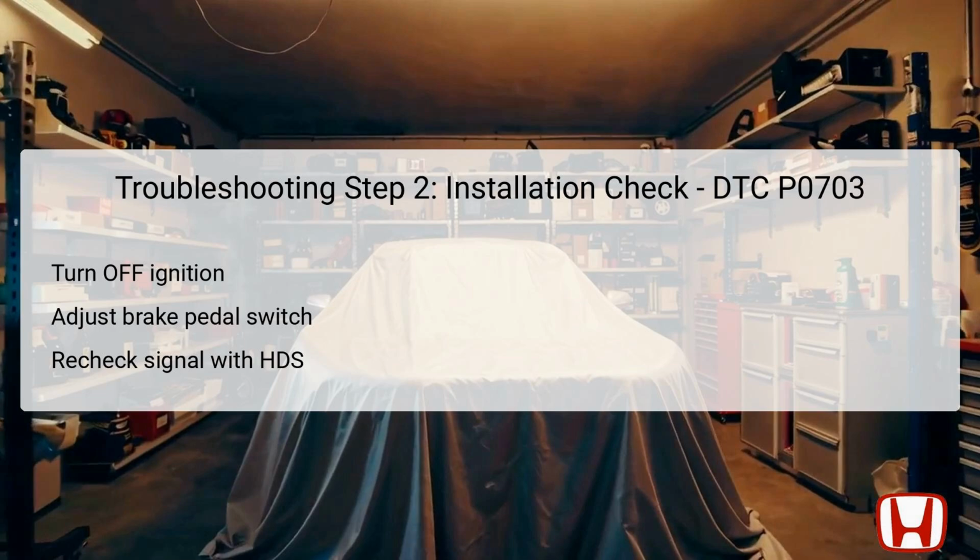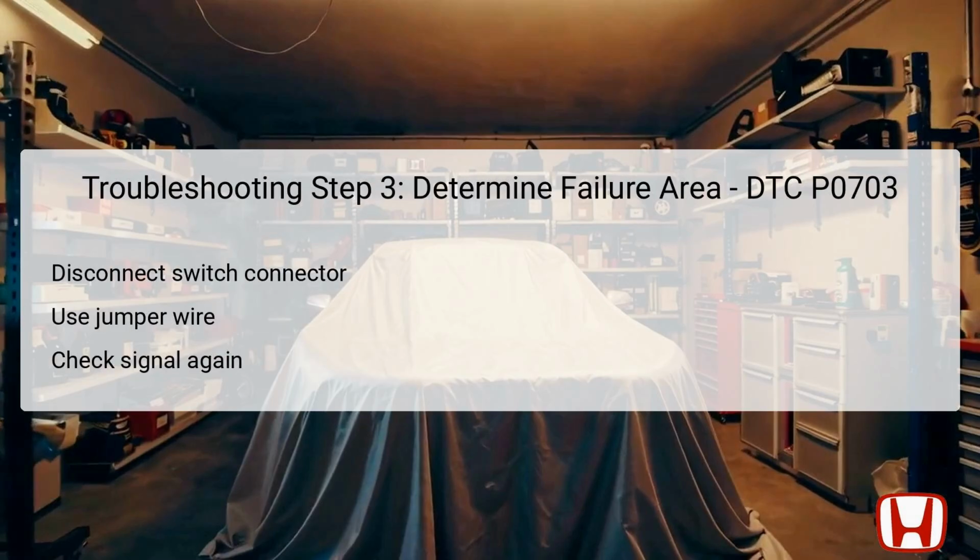The third troubleshooting step focuses on determining the specific failure area related to the DTC P0703. Start by turning the vehicle's ignition to the off-lock mode to ensure safety. Next, disconnect the brake pedal position switch 4P connector. To check the switch functionality, you will use a jumper wire to connect terminals A and B within this connector. Terminal A is pin 3 and terminal B is pin 4 of the brake pedal position switch 4P connector.